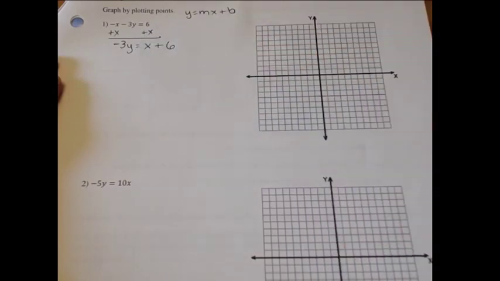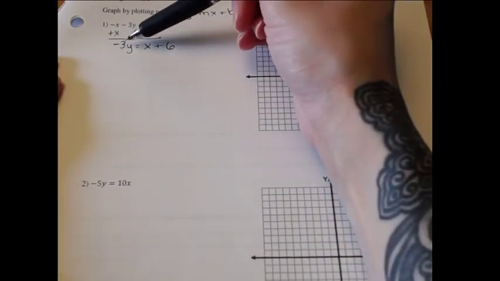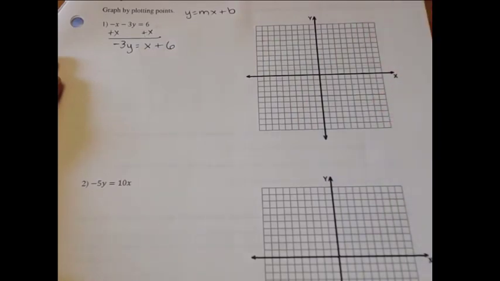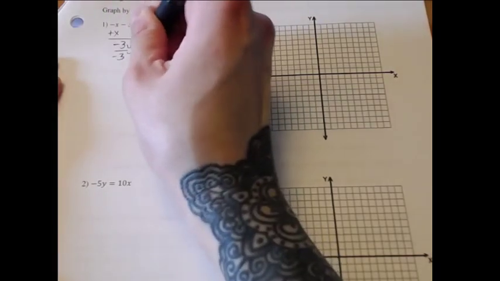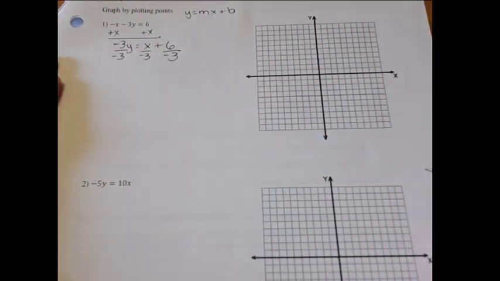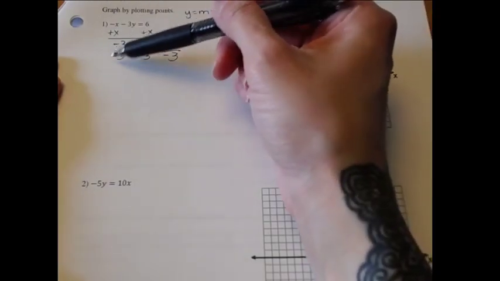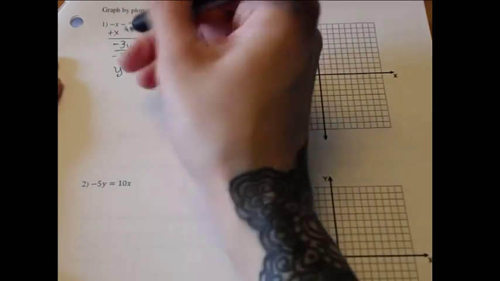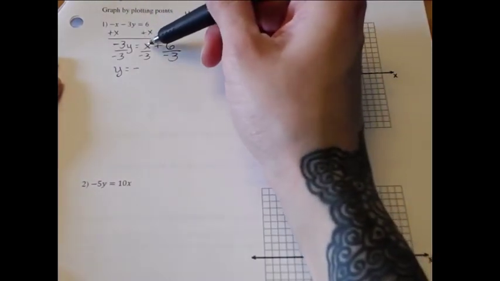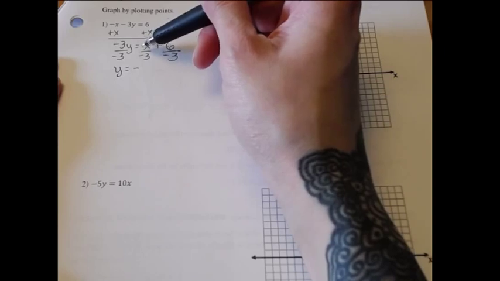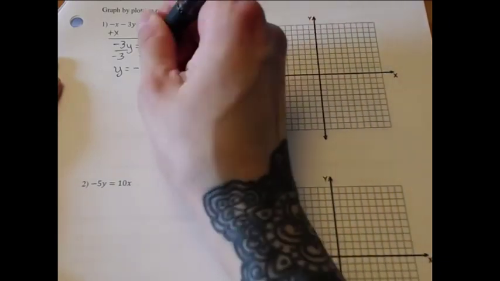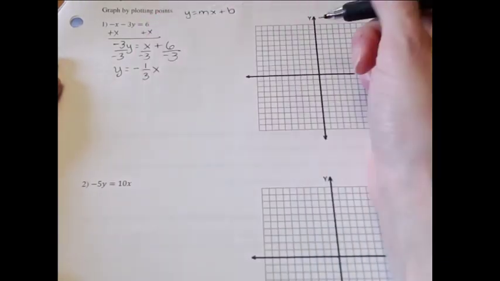Next, I want y completely by itself. Notice it's negative 3 times y. So if I want to get y alone, I need to divide by that negative 3. Now recall, we're going to do that to each term individually. Be careful with how you rewrite this. The negative 3's will cancel each other out, leaving you with y. A positive divided by a negative is a negative. And the coefficient of my x here, even though it's not written, is a 1. There's a 1 here. So that 1 is over 3. So we're going to write 1 over 3x.